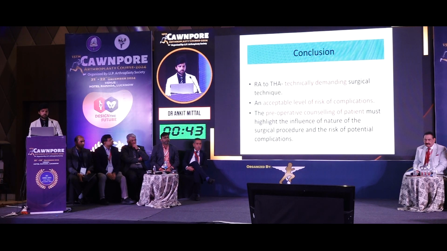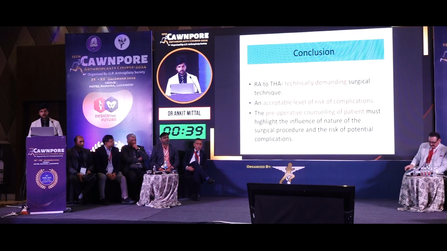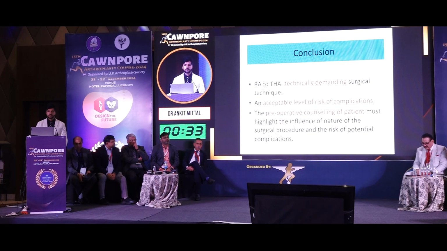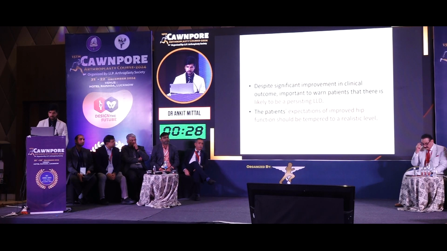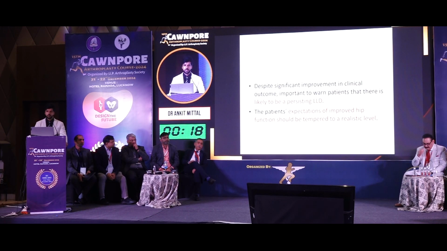So, conclusion: a conversion from resection arthroplasty to total hip replacement is technically demanding, and an acceptable level of risk of complication is there. The preoperative counseling of the patient must highlight the influence of the nature of the surgical procedure and the risk of potential complications. Despite significant improvement in the clinical outcome, patients should be warned that there could be a great chance of persisting limb length discrepancy after the surgery. The patient's expectations of improved hip function should also be tempered to a realistic level.